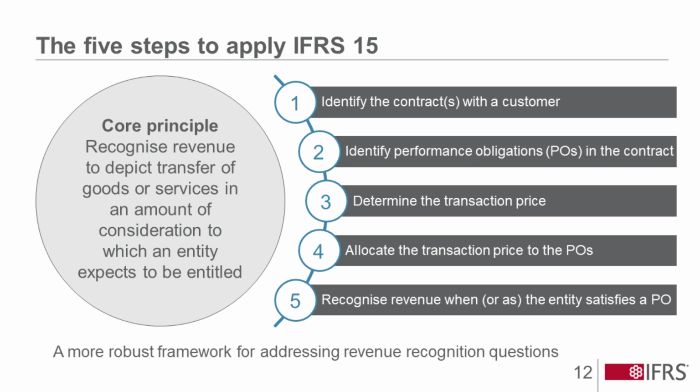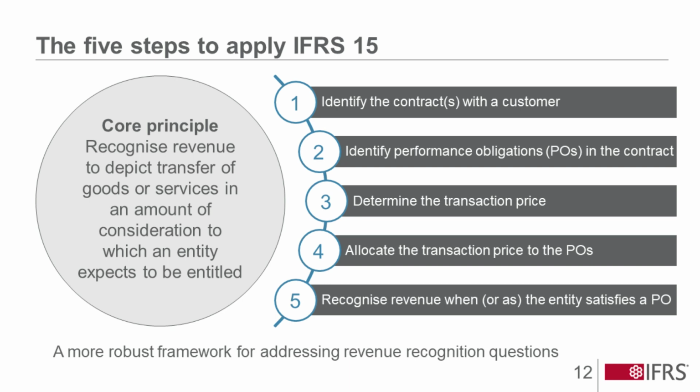First, an entity identifies the contract with its customer. Second, it then identifies what its performance obligations are based on an assessment of the goods or services promised to the customer. As a third step, it determines the transaction price that represents the total amount of revenue to be recognized over the life of the contract. The fourth step is taking the transaction price, which we've just determined, and allocating it to each performance obligation that was identified in step 2. And then the last step, step 5, is to recognize revenue when or as each performance obligation is satisfied.